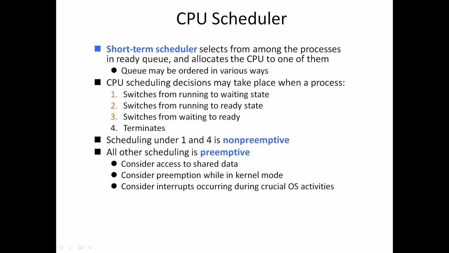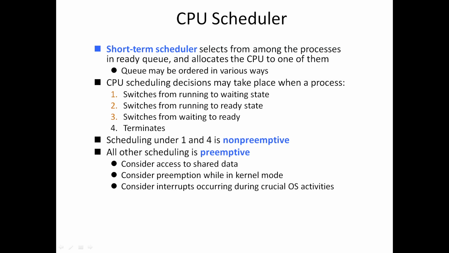The queue may be ordered in many ways. CPU scheduling decisions may take place when a process switches from running state to waiting state, switches from running to ready state, switches from waiting to ready state, and when it terminates. These are the four cases where we may have CPU scheduling decisions. Scheduling under 1 and 4 is called non-preemptive scheduling, and 2 and 3 are under preemptive scheduling.